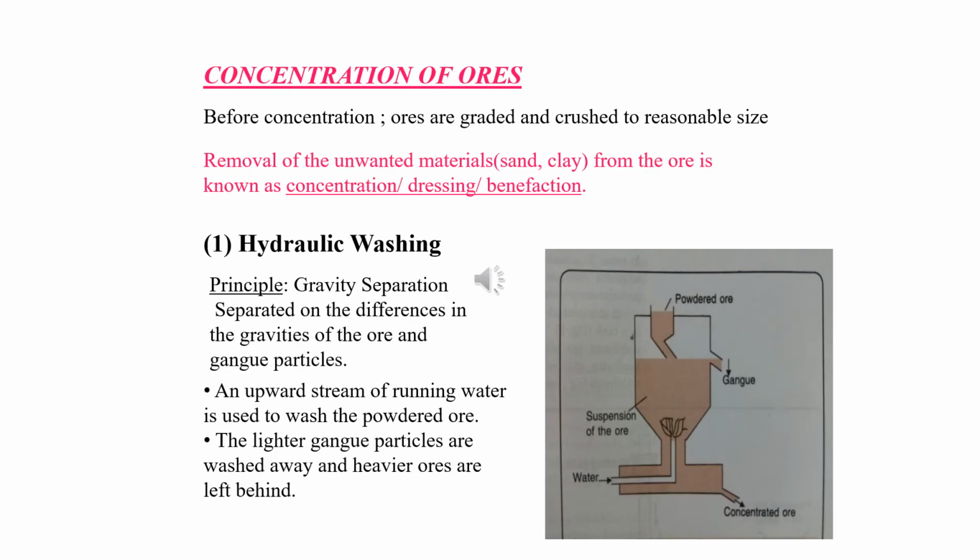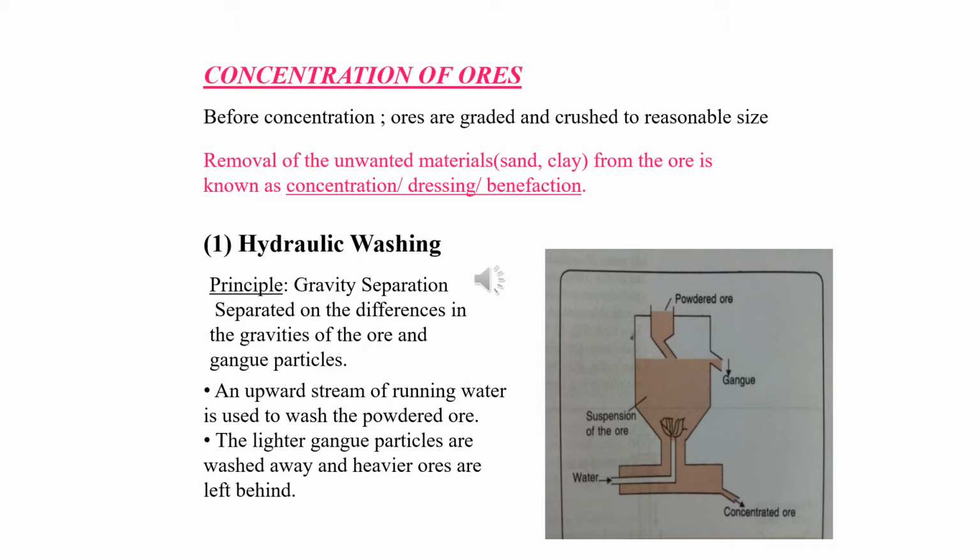Let us now study the steps involved in extraction and isolation of metals. To start with the first step, and that is concentration of the ore. In place of concentration, we also make use of terms like dressing or beneficiation. But before carrying out the concentration of ore, the ore is graded and crushed to a reasonable size.